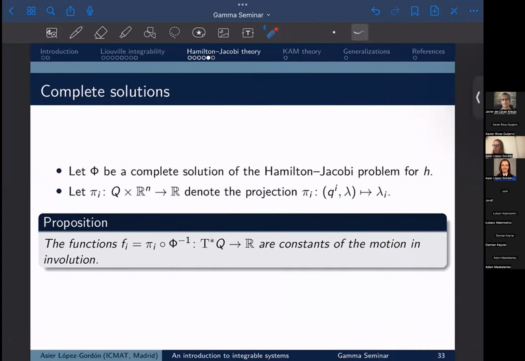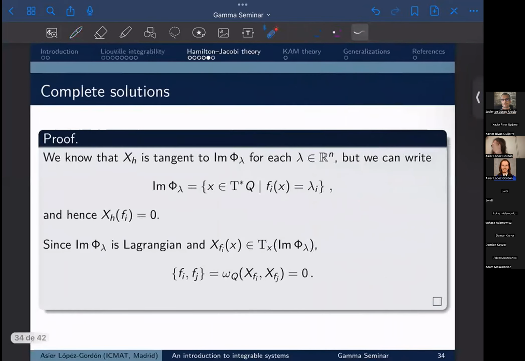And well, since we have this diffeomorphism, we can invert it and project. Basically the inverse of this diffeomorphism is a map from T star Q to Q times Rn. Then we can project into each of the components of Rn. Well, this is the projection I have written here. And these are functions from the cotangent bundle to R. And we can show that these functions are constants of the motion in involution. Well, once again, I will skip the proof.